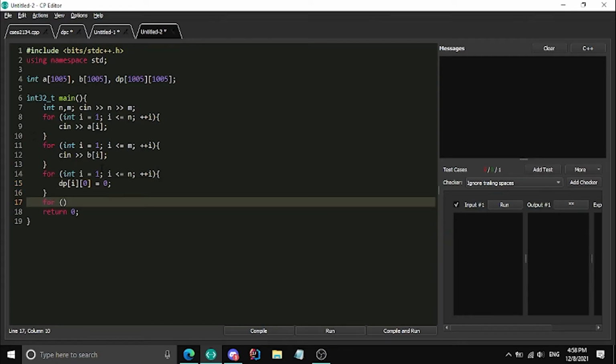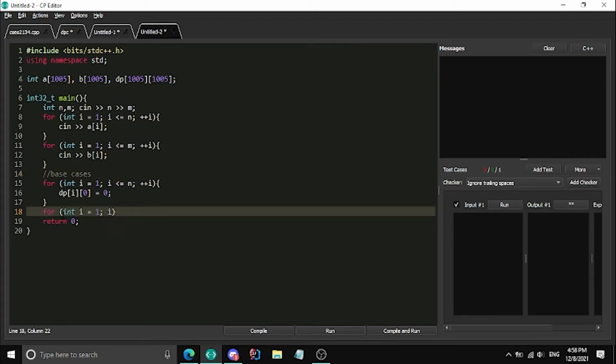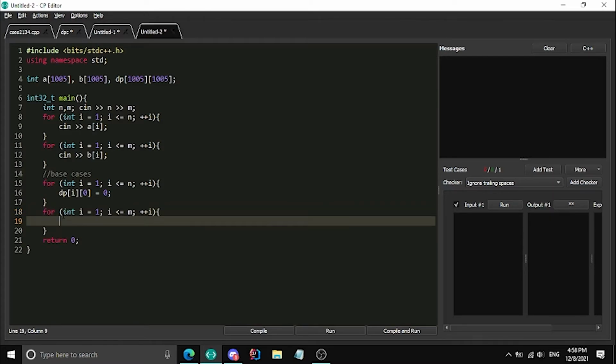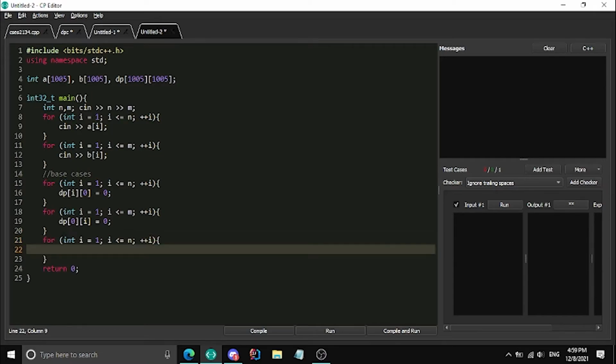Okay, this is the base case. Now we loop to m, and dp at 0 at i is equal to 0. Okay, so now we can start to fill our dp table.